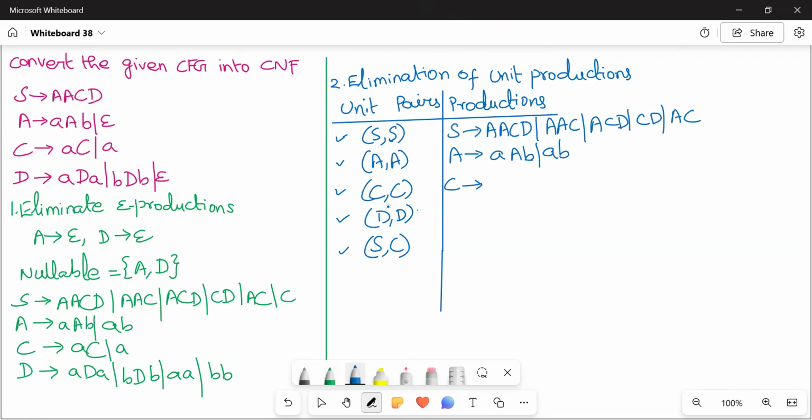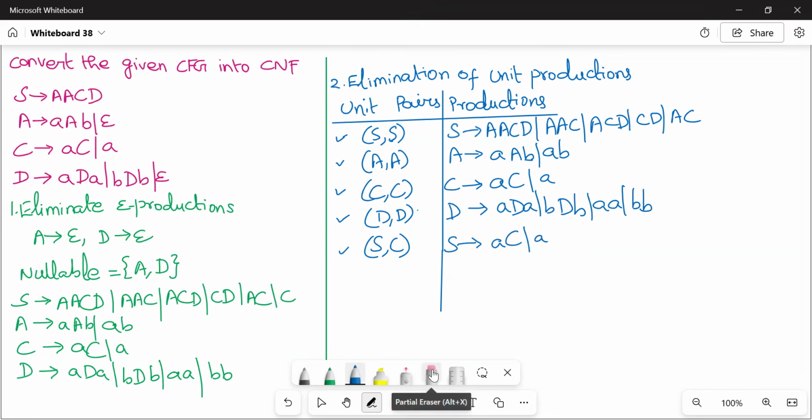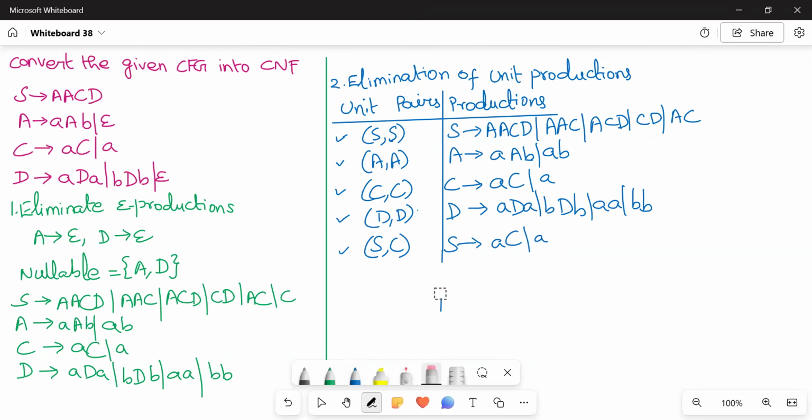Then the first symbol of the unit pair C tends to non-unit productions of C. All the productions are non-unit productions. So just copy. Then D implies non-unit productions of D. All the productions are non-unit productions only. So AD A bar, BDB, AA, BB. Then this first symbol tends to non-unit productions of the second symbol C. So AC bar A. Okay, so now we have found all the non-unit productions. Okay, in this step, we don't find any unit production.